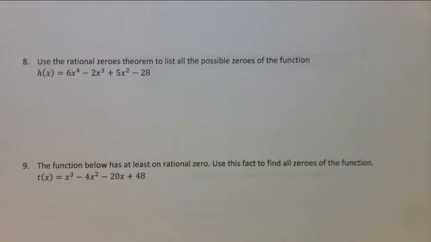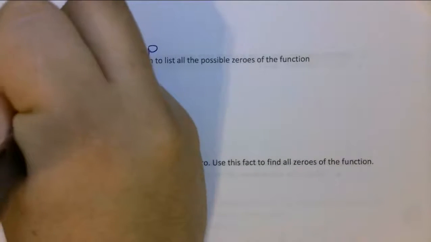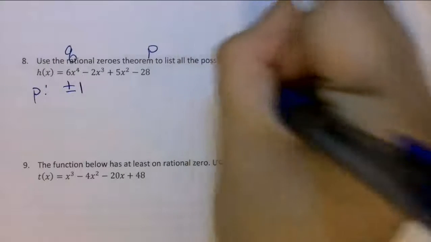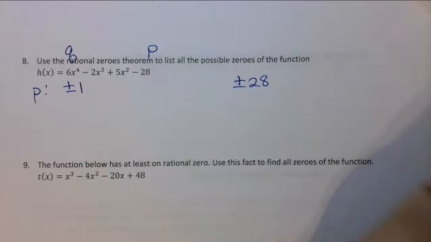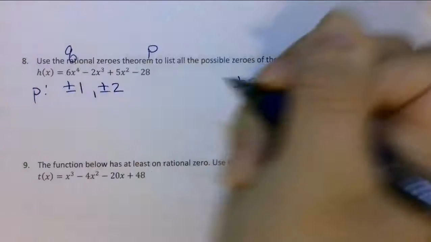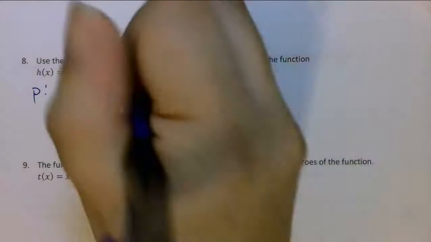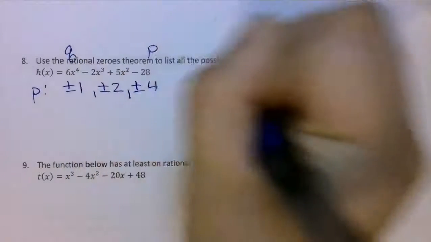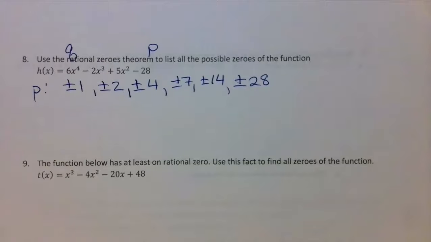This one wants me to use the rational zeros theorem to list all the possible zeros of the function. Remember, the leading coefficient is q, the constant at the end is p. I'm going to list out all my factors for p. So I have plus or minus 1, and the other factor that goes with 1 is 28, because 1 times 28 gives me 28. I have plus or minus 2, 2 times 14 gives me 28. Then I have 4. 4 times 7 gives me 28. And then 5 and 6 don't work.